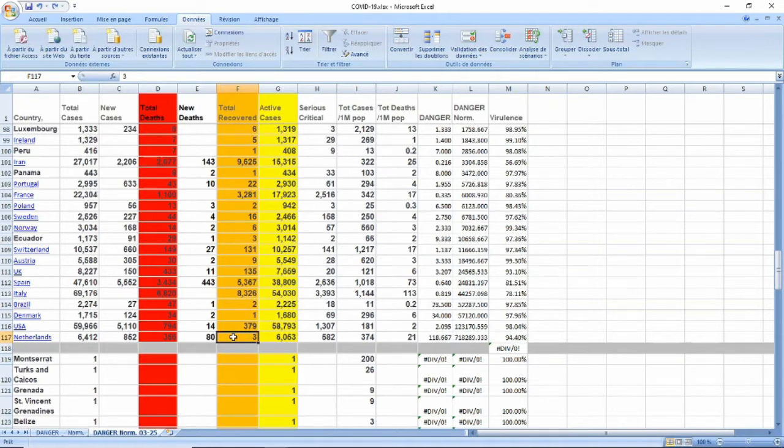So maybe they want to make absolutely sure that these people are cured, and that's why the ratio is looking so bad. See, it went up. It went all the way up to 118 now. It's worse, but is it really? And that brings me to my conclusion. Should I keep doing this?